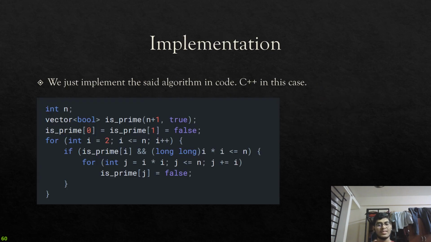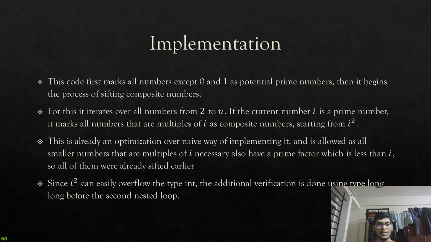So we implement this algorithm in code, and we're using C++. We're using two simple for loops for this. Basically, the first part of the code marks all numbers except 0 and 1 as potential prime numbers, and then it keeps going through this process. For this, it iterates over all numbers from 2 to n. If the current number i is a prime number, it marks all numbers that are multiples of i as composite, starting from i square and so on.